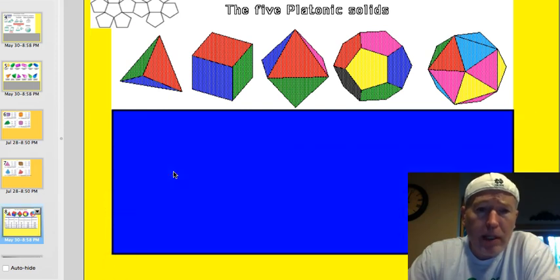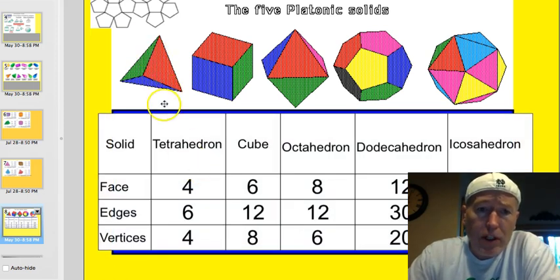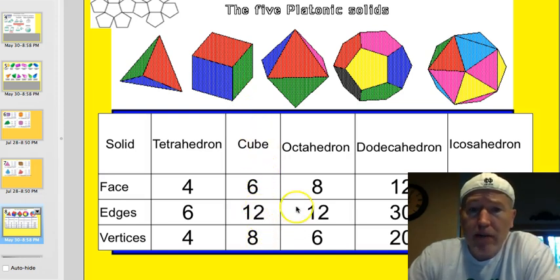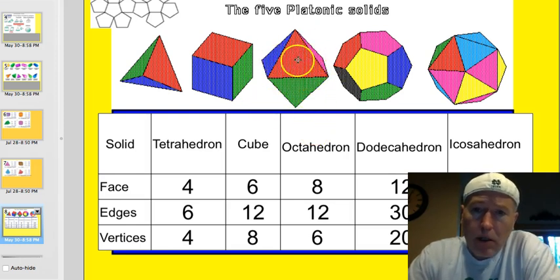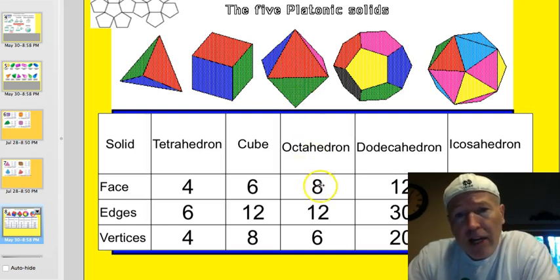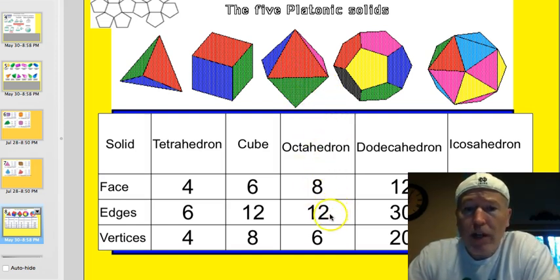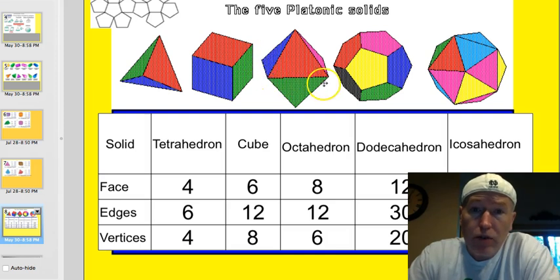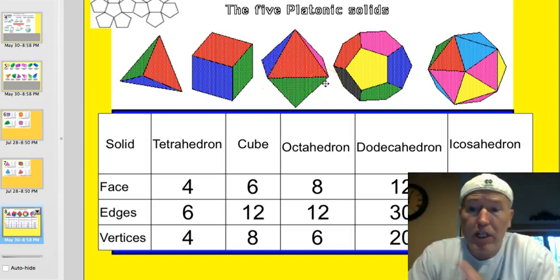Okay, so let me give you some of their properties. So this first one here, the tetrahedron, has 4 faces, 6 edges, and 4 vertices. It's a triangular pyramid, right? Triangular base. This one here, the cube, you're very familiar with: 6 faces, 12 edges, and 8 vertices. Here's the octahedron that Napoleon was talking about, and has a total of 8 faces, 12 edges, and 6 vertices. It really looks like 2 square pyramids that are fused together.